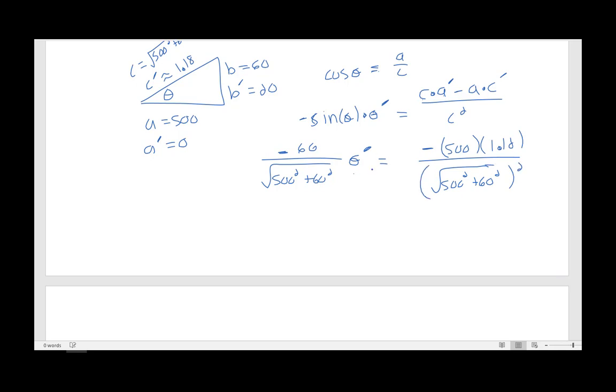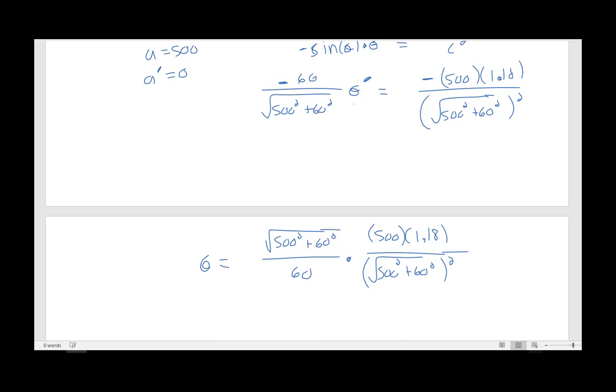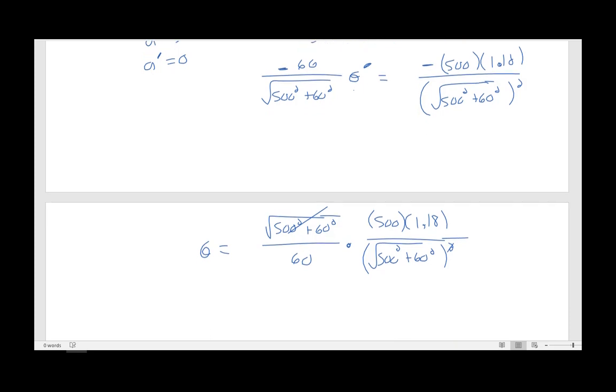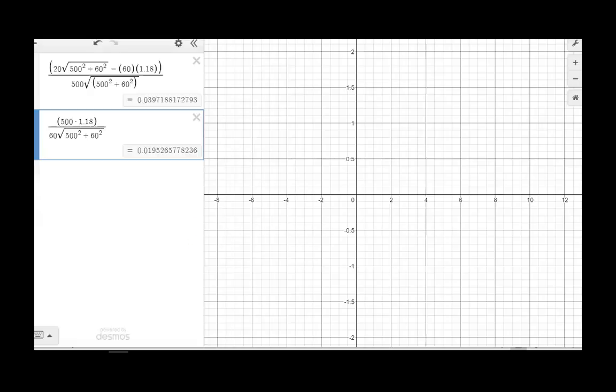So in this case, for theta prime, I'm just going to take the reciprocal of that expression and multiply it over. So look, check it out. Negative times a negative is going to be positive. And then I'm going to flip and multiply, right? I'm going to multiply by the reciprocal. And I'm going to have 500 times about 1.18, which was c prime, over the square root of 500 squared plus 60 squared, squared. So again, I can play the little bit of simplification game here. One of these radicals will cancel with one of those guys. And then, oops, I left my prime off over here. Theta prime.